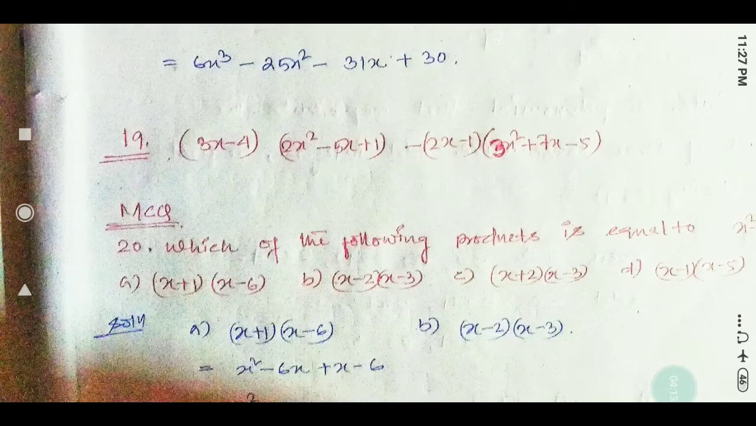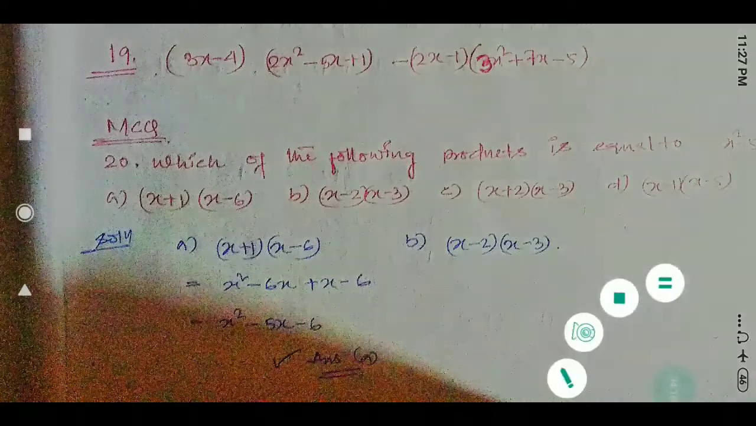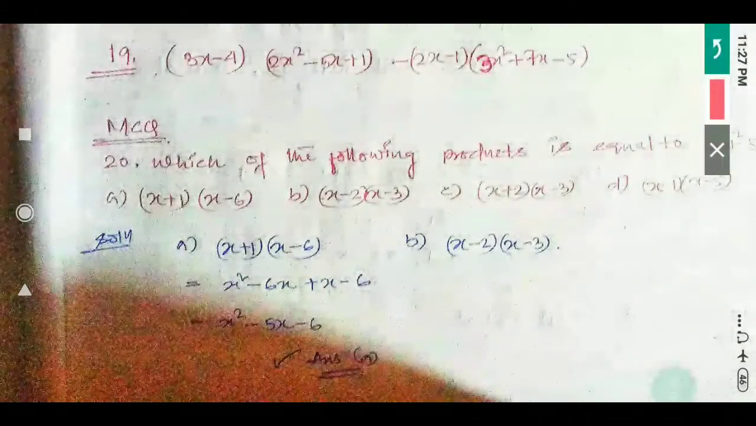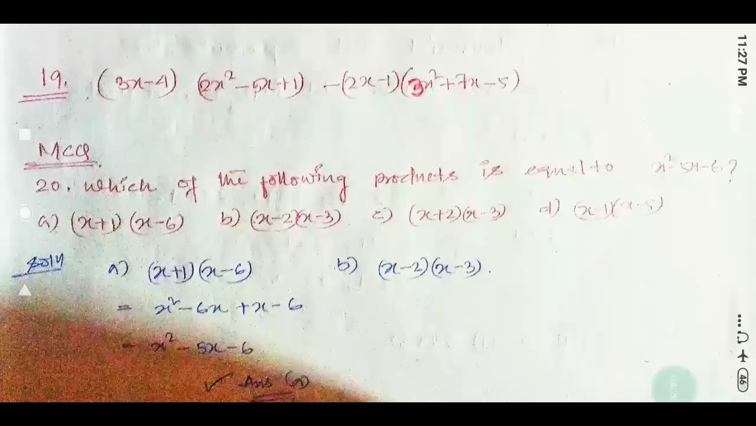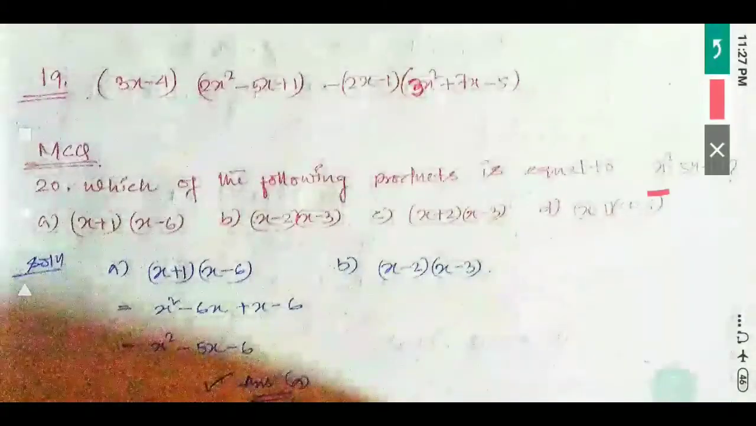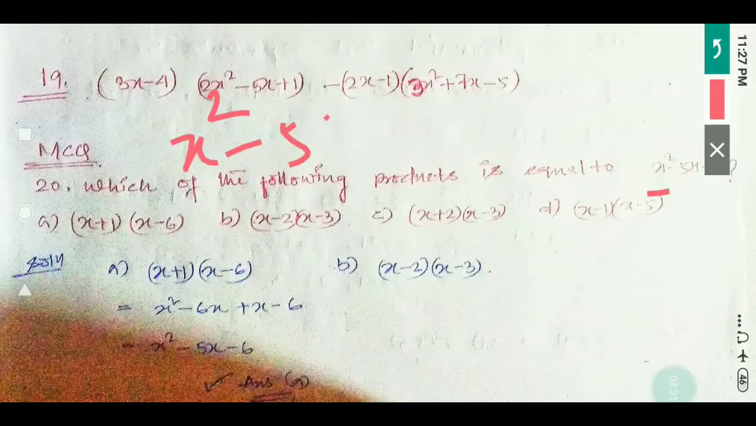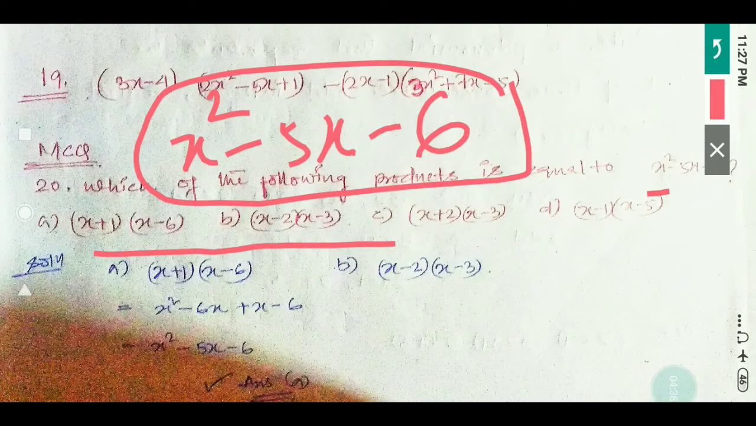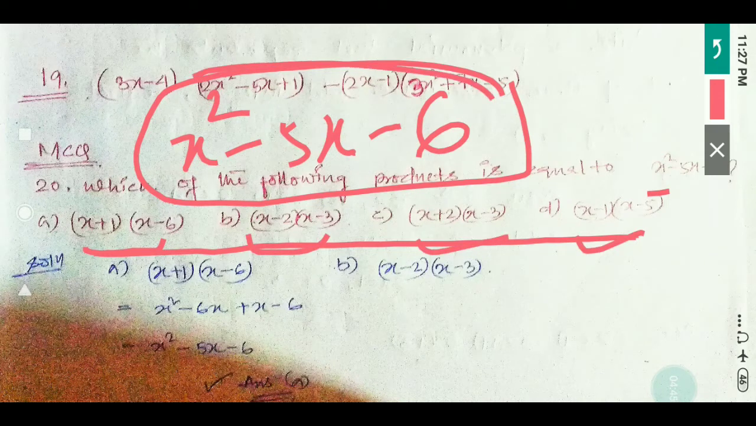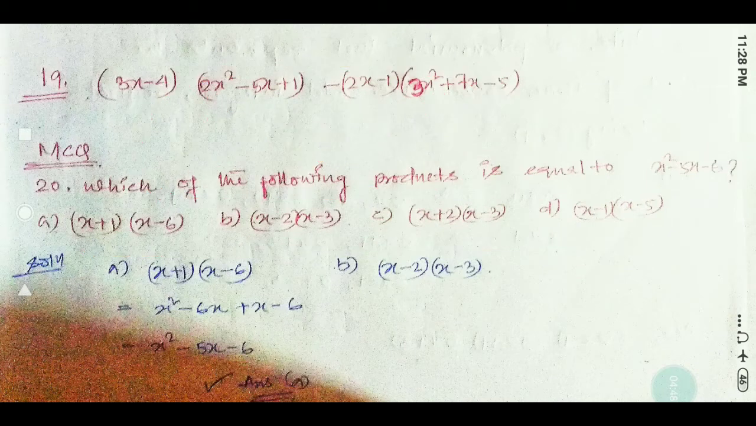Okay. Now question number 20. Which of the following products is equal to this? Which of the following, your question is given, this is your algebraic expression, x square minus 5x minus 6. So among all the options given, in which option, that means which multiplication, if you do the multiplication of these two terms or these two terms or these two, in which option you will get this algebraic expression. So simply you have to do the multiplication.